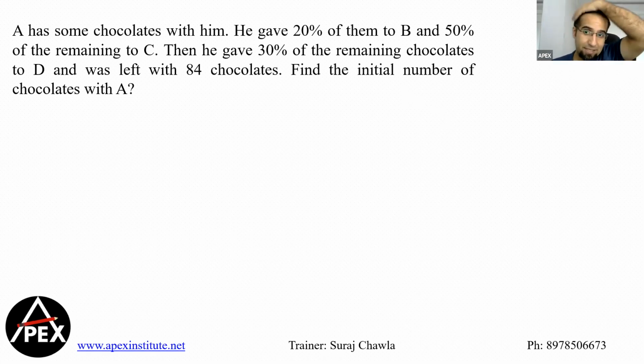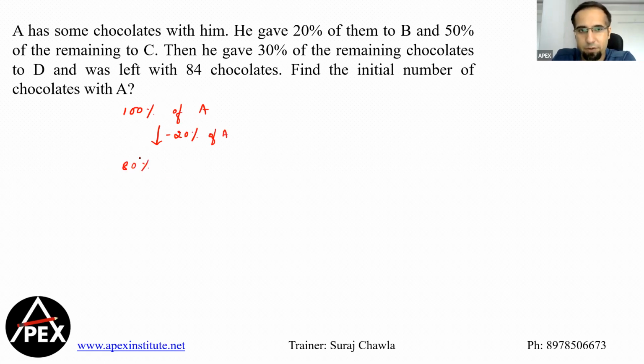So it says A has some chocolates. He gave 20% of them to B. Now, again, last question on base change, guys, else you will also get bored. A has some chocolates. He gave 20% of them to B. So I had 100 percentage of A, and he gave 20% to B. 20% of A is given to B. That means how much is left with him? 80 percentage of A is left with him.